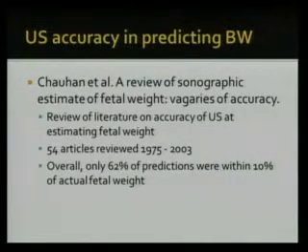Shah Khan, I think is how he says his name, published a paper that was a review of sonographic estimate of fetal weight. Basically, he looked at a literature review on the accuracy of ultrasound at estimating fetal weight. They looked at 54 articles published on ultrasound compared to birth weight between 1975 and 2003. Most of these studies showed that the ultrasound was done within a 7-day window between the measurement and delivery. So it's pretty close. And overall, they found that only about 62% of predictions were within 10% of actual fetal weight. So we've got a significant portion that was outside that window.